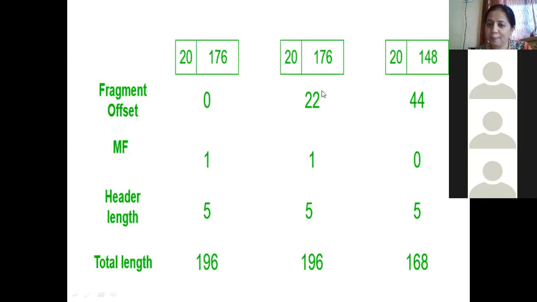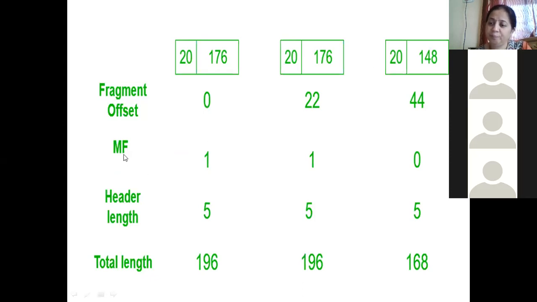Whereas for the second packet, the fragment offset value is set to 20. And for the third packet, the fragment offset value is set to 44. That decides the offset or the byte where this particular fragment has to be fitted. Similarly, you can have a look at MF. MF, I told you, is a 1-bit field which indicates if there are more fragments. Now, this is your first fragment. After this fragment, there is the second fragment and there is the third fragment.